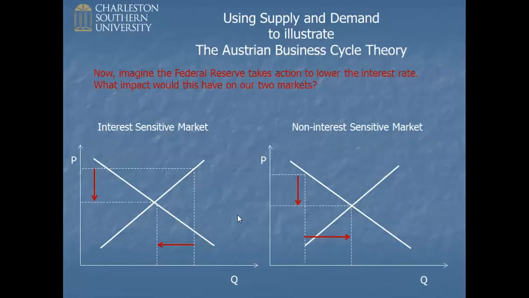Now, the Austrian business cycle theory will go farther and say what happens next is that the Federal Reserve will again take action to lower interest rates and begin the cycle over and over and over again. And I've left you a little video that I didn't produce, but a little cartoon video that I found that sort of shows that cycling nature.